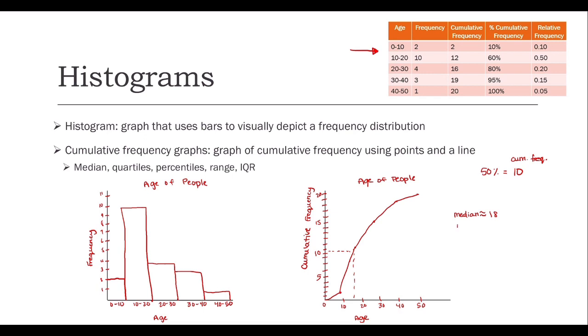Our first quartile will be when it's 25%. So 25% of 20 is 5, which would be a little bit after 10. So we could say like 12 or 13. So that's Q1. Q3 will be at 75%, which would be at 15, which is right before 20. The graph's a little bit off. So this would be about 19.